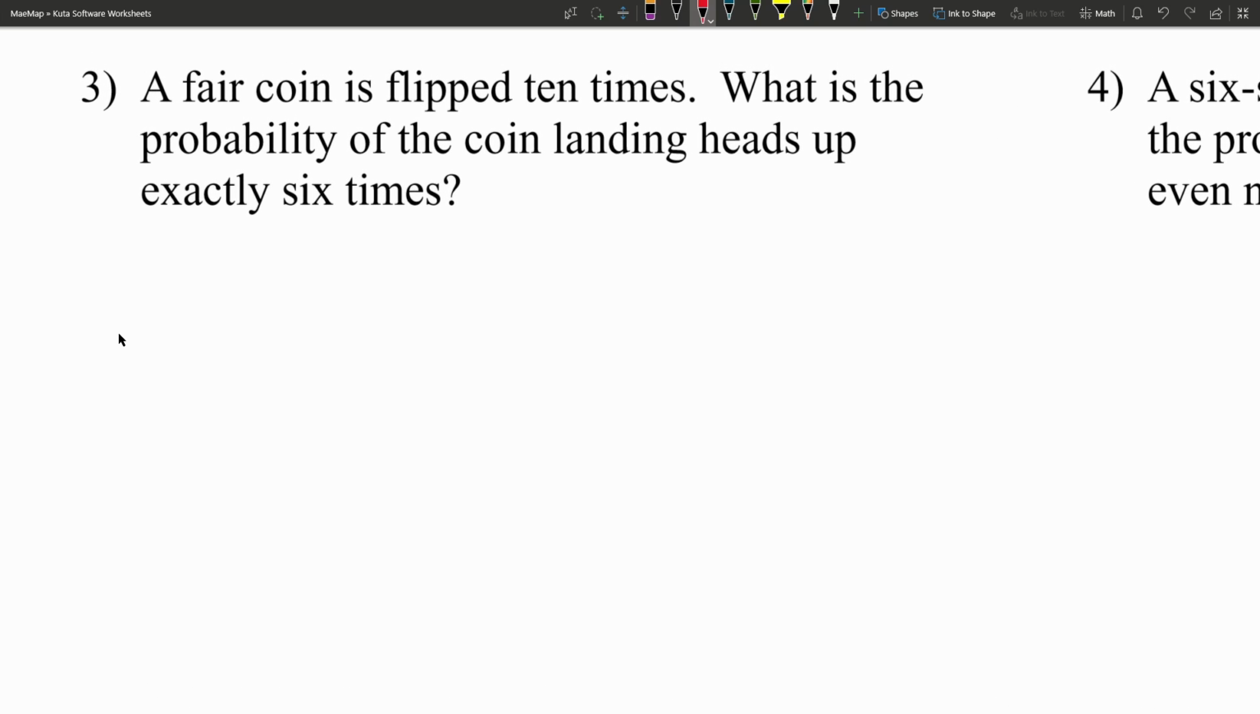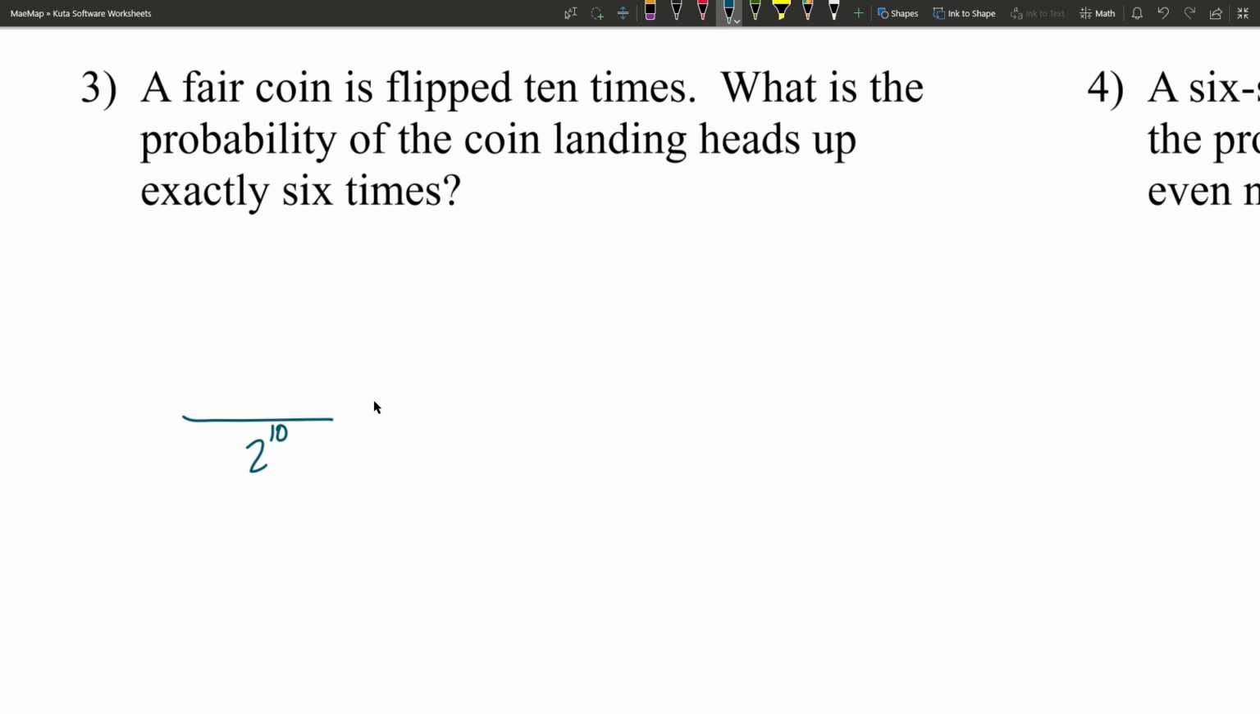Moving on to number 3, we have that a fair coin is flipped 10 times. What's the probability of the coin landing heads up exactly 6 times? Well, first let's start off with the total number of outcomes of flipping a coin. Each coin flip has 2 separate outcomes. If we're flipping it a total of 10 times, that's 2 to the 10th. So there's 2 to the 10th different possible ways of flipping a coin 10 times.